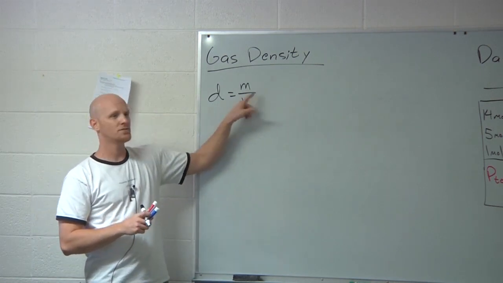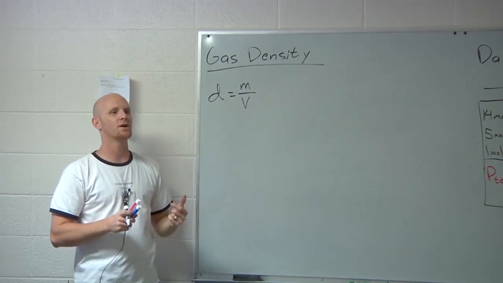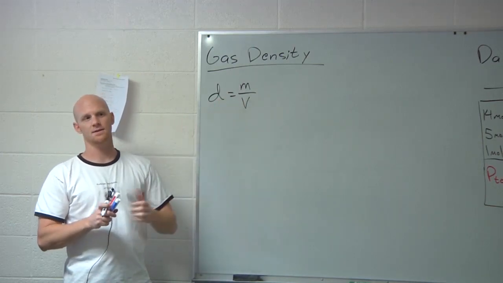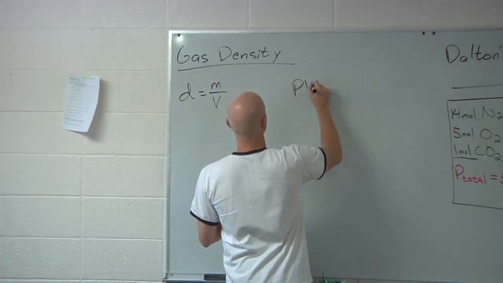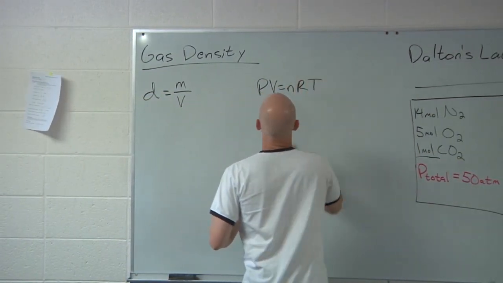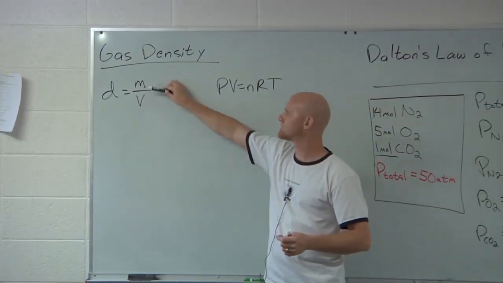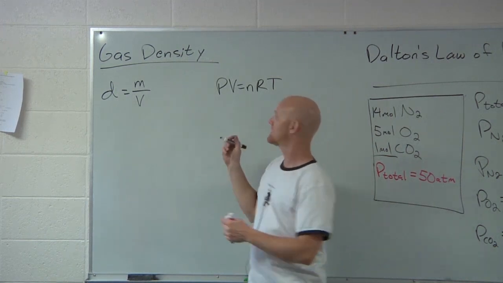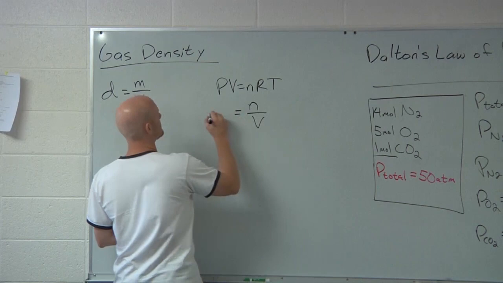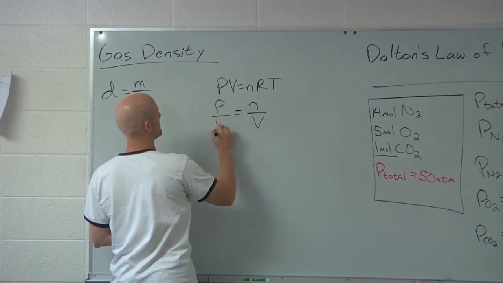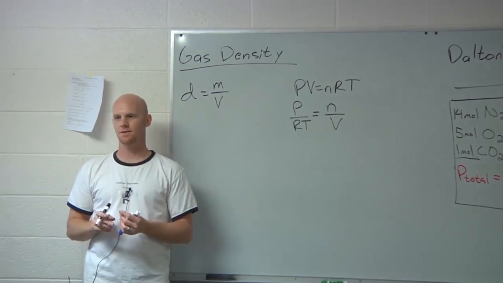So for a gas, and for a gas only, you can actually derive a fairly different expression to calculate the density. But again, only for a gas. And we're going to derive it from the ideal gas law. So if you look, PV equals nRT. The closest you can get to something looking like mass over volume is to rearrange this and get something that looks like moles over volume. And you get P over RT equals n over V.